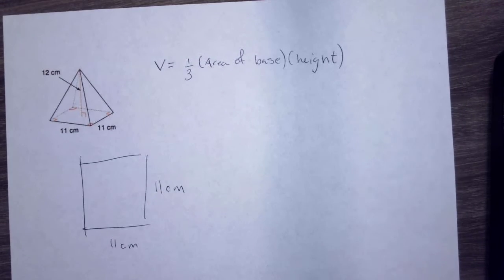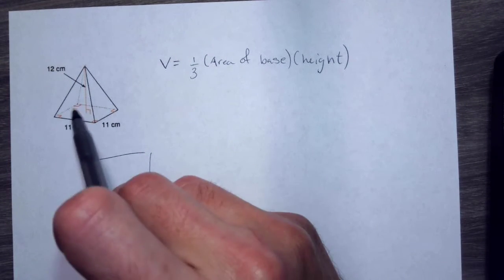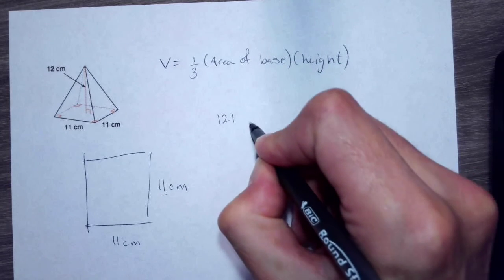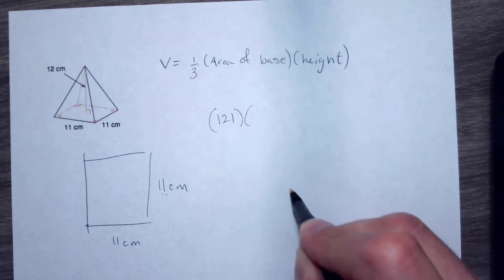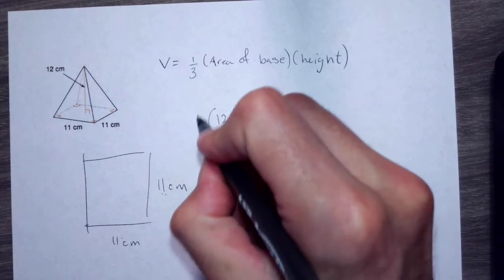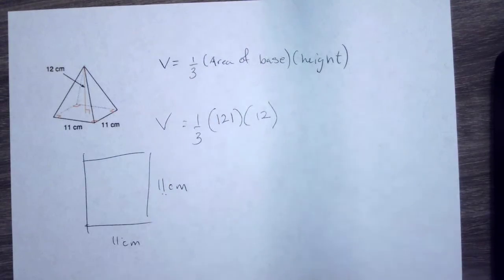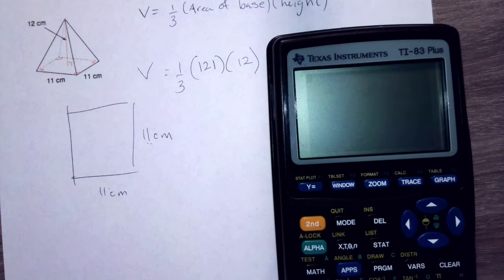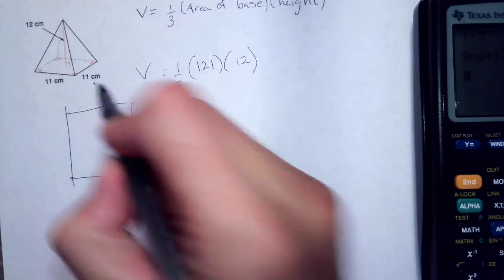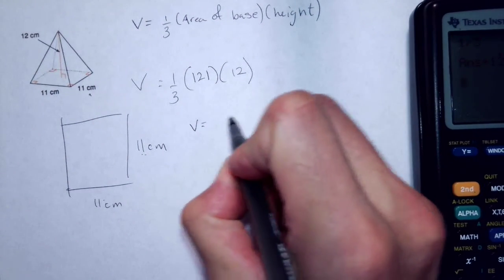So all we got to do is find the area of the base. So 11 times 11, that's length times width. 11 times 11 is 121. And then the height is 12. And then make sure we multiply by 1/3, and that will be the volume. So I'm going to do 1 divided by 3 times 121 times 12, and that's 484. And in this case, it's centimeters, so the volume will be centimeters cubed.